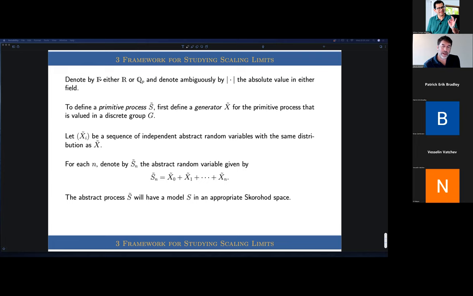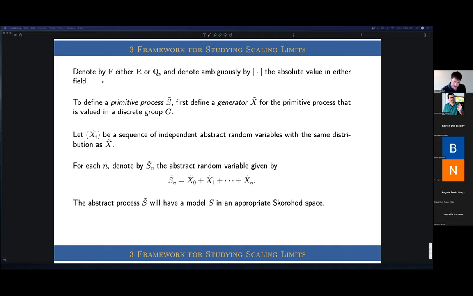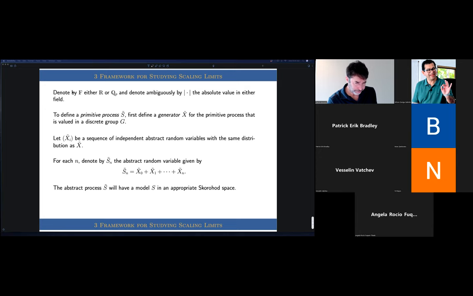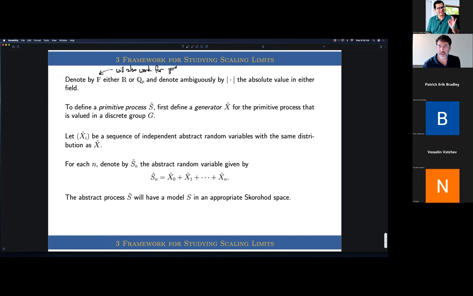So let's denote by F either R or Q_p. In general this framework, the paper, is just for F being Q_p. But the techniques and ideas should work, and the reason I set this framework up this way is so that it would work not just for any F, but for a vector space over F. So we could say it will also work for F^d. This is just any vector space over either R or Q_p.